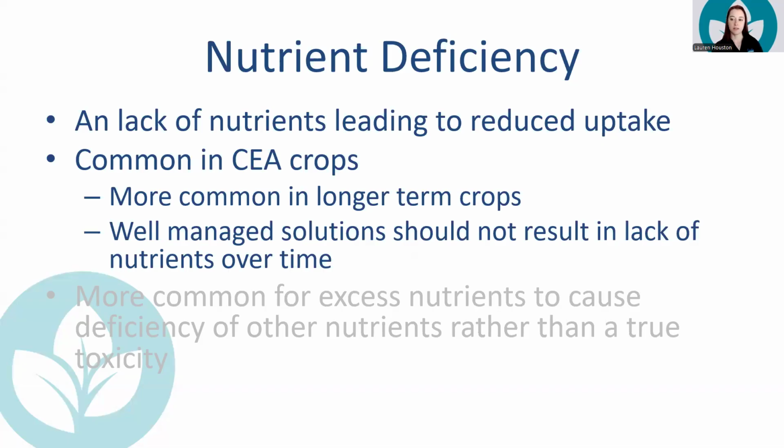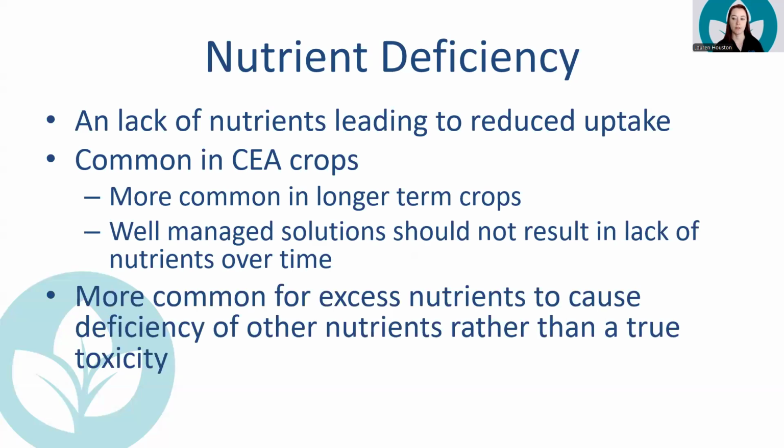Compared to toxicities, deficiencies are more common in CEA crops, especially longer-term crops like tomatoes and peppers. And a well-managed nutrient solution supplying all essential macro and micronutrients will rarely result in plants exhibiting deficiency symptoms. Generally, in hydroponics, it's more common for an excess of one or more nutrients to cause reduced uptake of other nutrients, rather than a true toxicity or deficiency caused by a total lack of one nutrient.